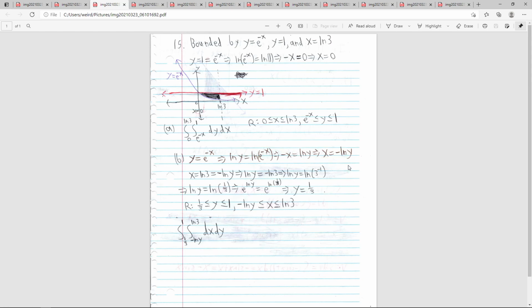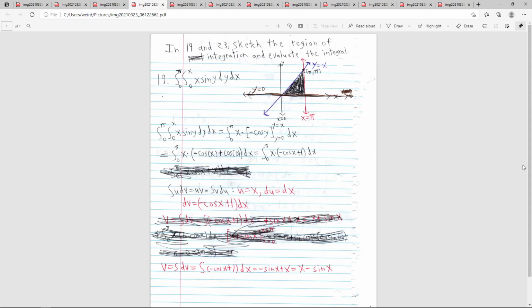x equals negative ln y. So negative ln y will be the bottom, because it's this function, and ln 3 is all the way out here on the right. So left to right, yeah. And it's dx dy this time, because dy dx is for the vertical way, dx dy is horizontal. I'm hoping this makes sense.